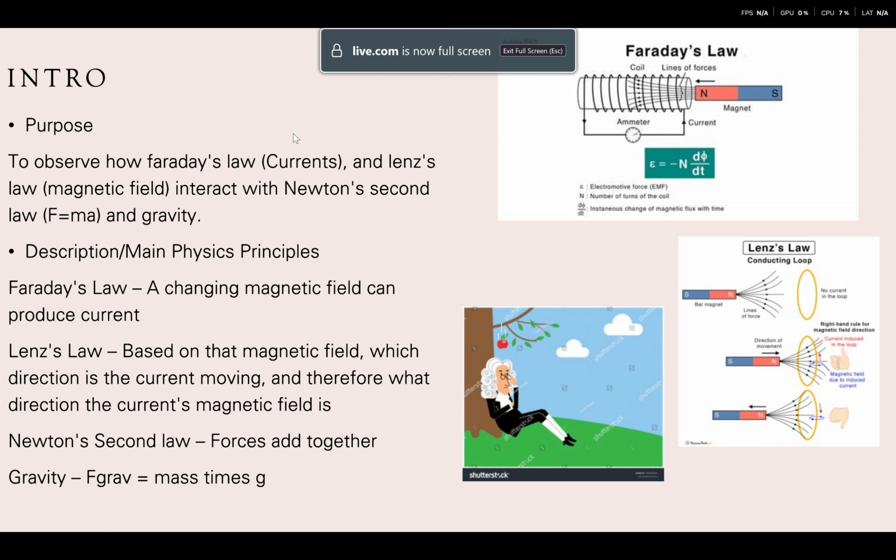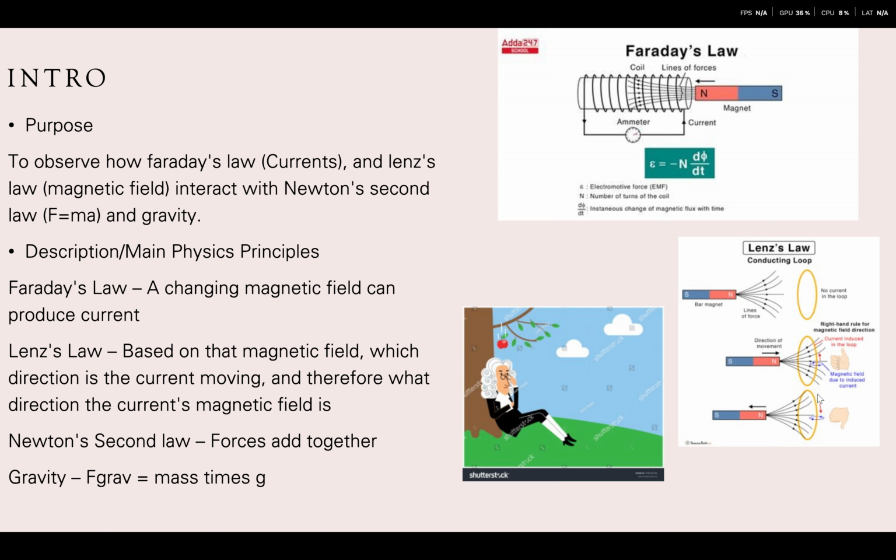So we have a magnet falling down a tube, and our purpose is to observe how Faraday's law and Lenz's law interact with gravity, using Newton's second law to analyze it. Faraday's law says a changing magnetic field creates a current. Lenz's law says that based on whether the field is increasing or decreasing, that determines what direction the current flows in.